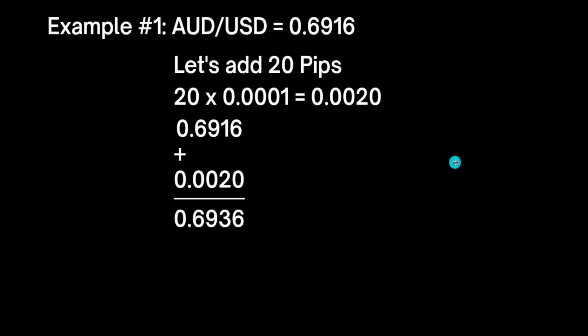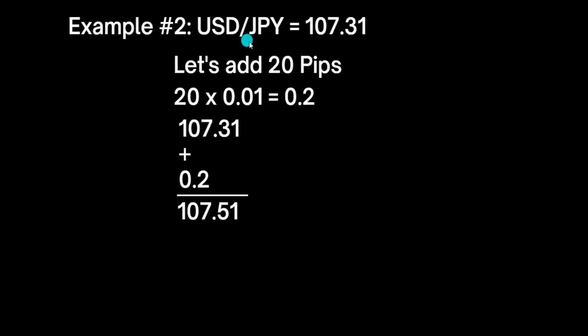And then likewise, the next thing is this. If we have USD JPY at this price currently, that means 1 USD is equivalent to this Japanese yen. Let's add 20 pip to it. We multiply it by 0.01 this time around, and then it will give us this value. So 107.31, that is the price we have here, plus 0.2. That's the result of our multiplication here. We will have this. That is the current price.